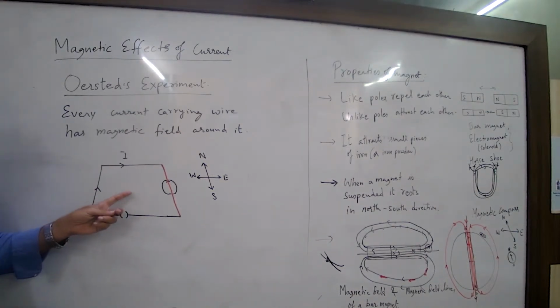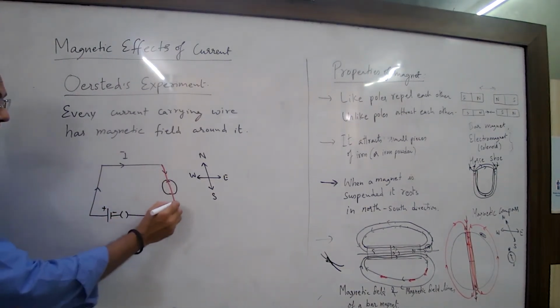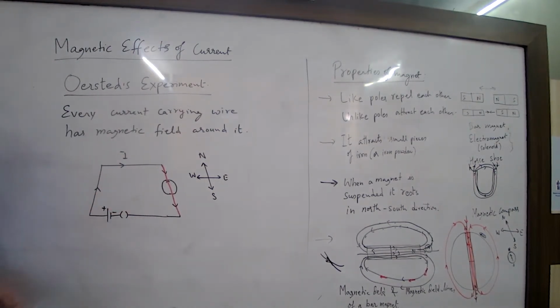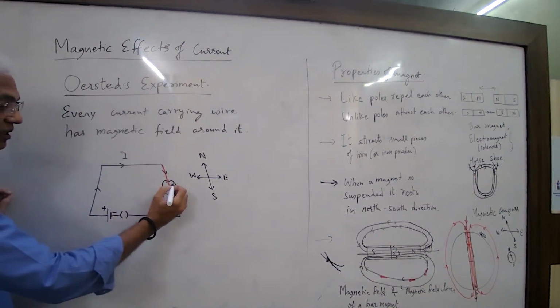Now, understand this. When the current is flowing, this compass will show some deflection. This is the observed fact. Where does it deflect? It deflects in the right direction.